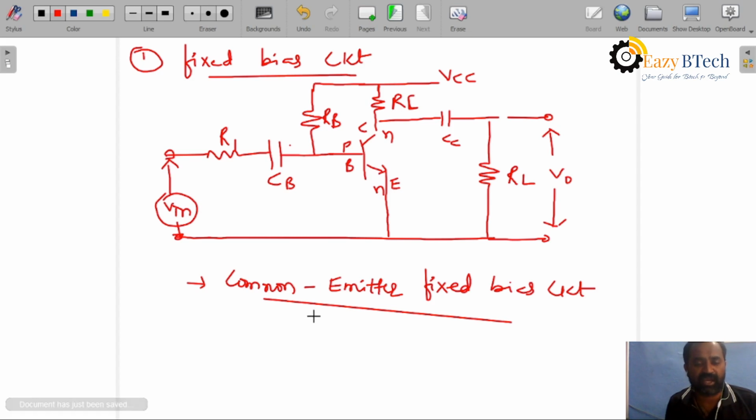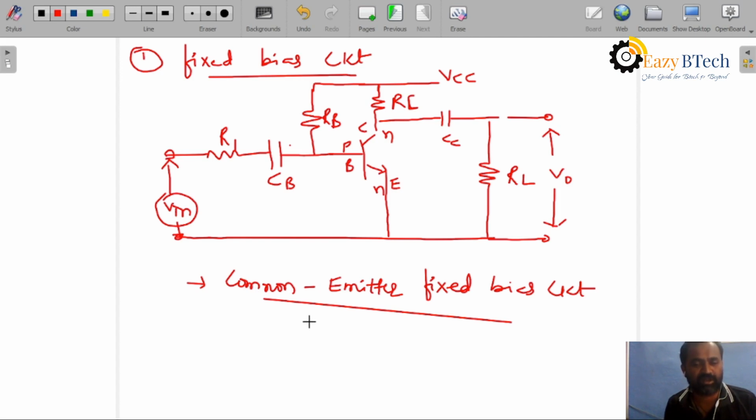Common emitter has both high voltage gain and high current gain. That is why the common emitter is preferred as compared to the common base and common collector. In the common base, the voltage gain is more, but current gain is less than or equal to unity, whereas for the common collector the voltage gain is less than unity. That is why common base and common collector are not widely used.